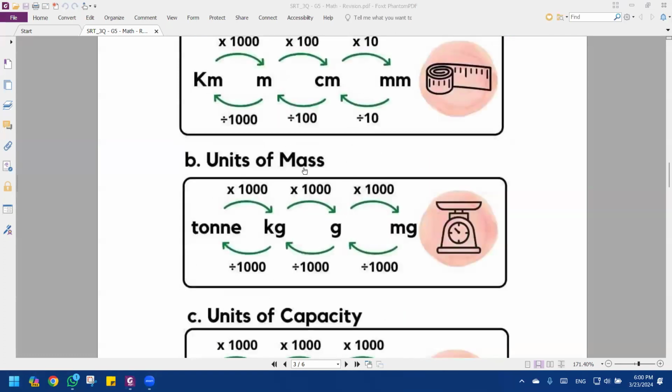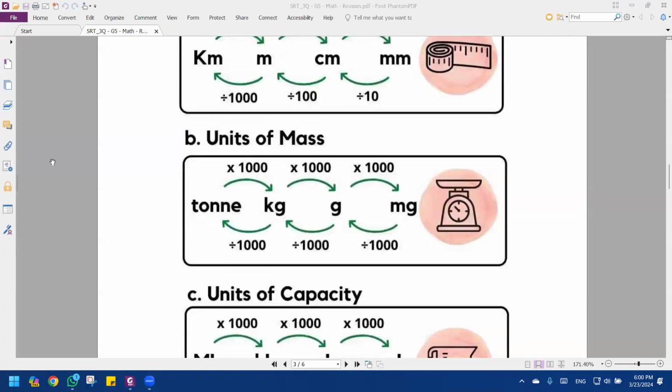Now for the mass, or the weight, you don't have to memorize all of them. We need ton, kilogram, and gram. But why did I include the fourth one? To show you that all of them are the same thing, times 1,000, or divide by 1,000. So in the mass, or the weight, it's so easy to memorize. We multiply or divide by 1,000.